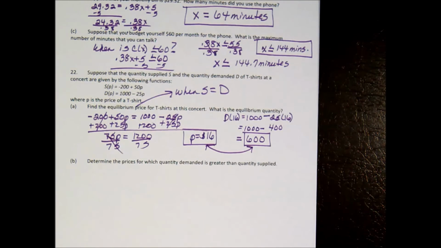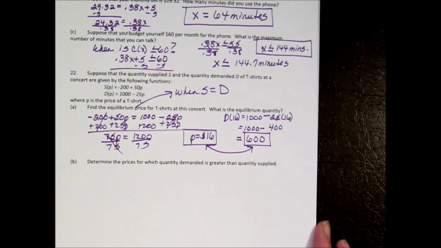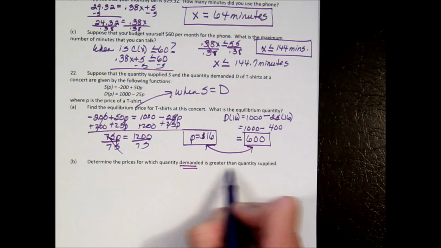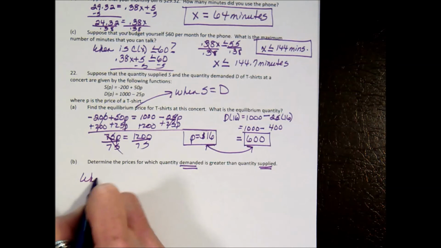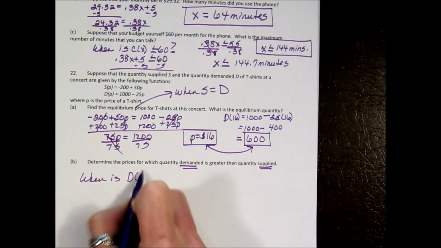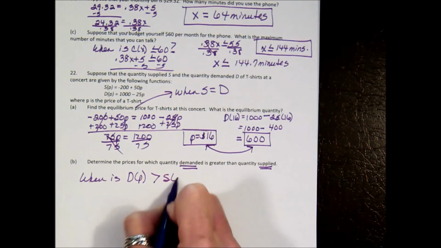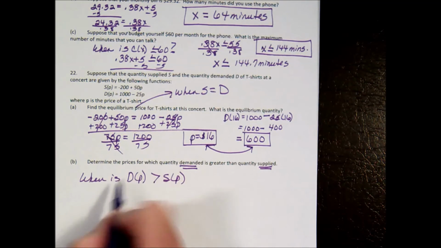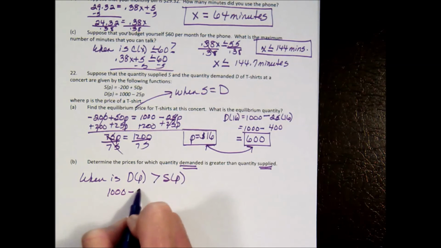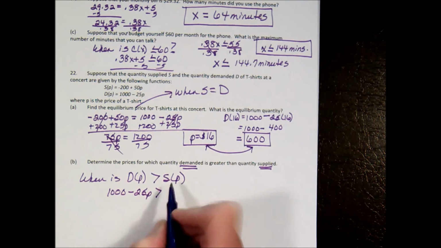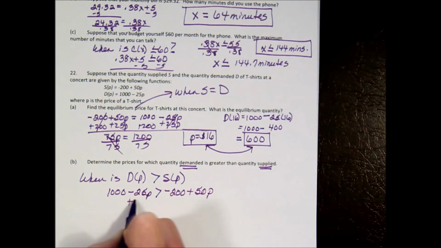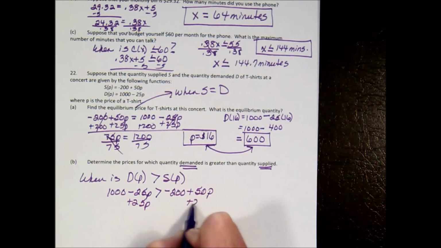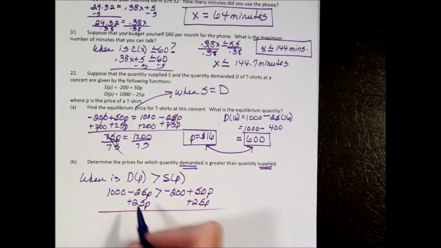Determine the prices for which quantity demanded is greater than quantity supplied. So we want to know when is D of P greater than S of P? And that's what you're going to do, is set that up. When is 1,000 minus 25p greater than negative 200 plus 50p? Again, I'm going to do the same thing I did on the last one when I set them equal to each other. So I have 1,000 is greater than negative 200 plus 75p.